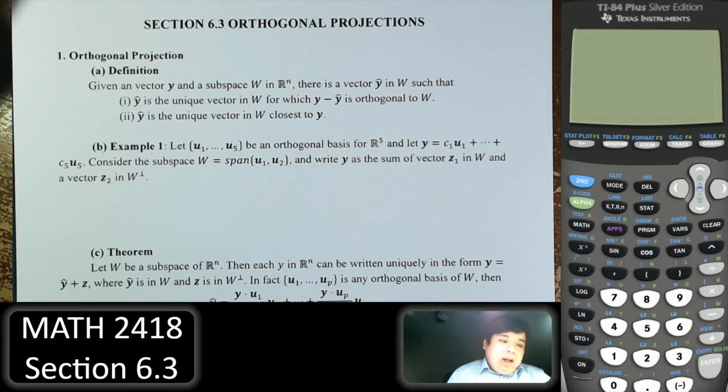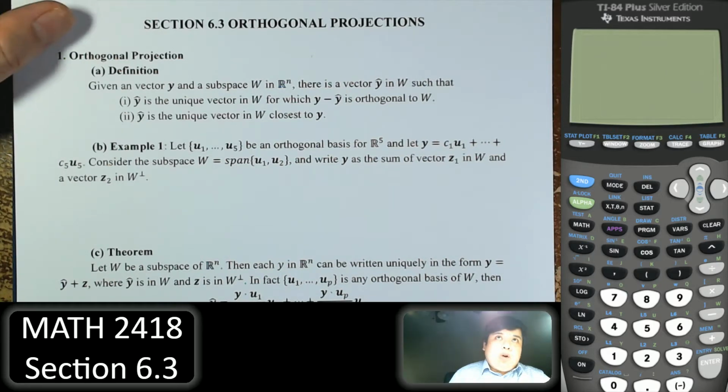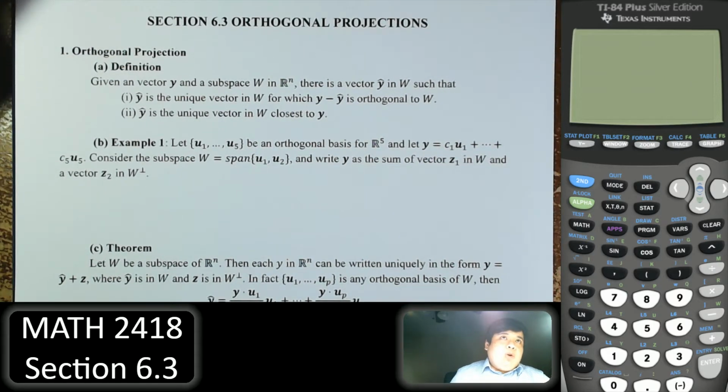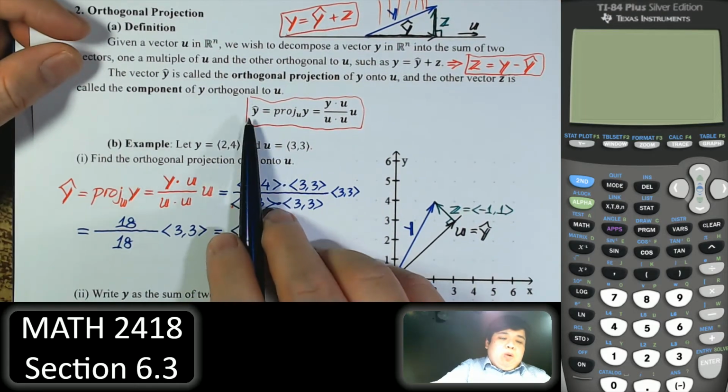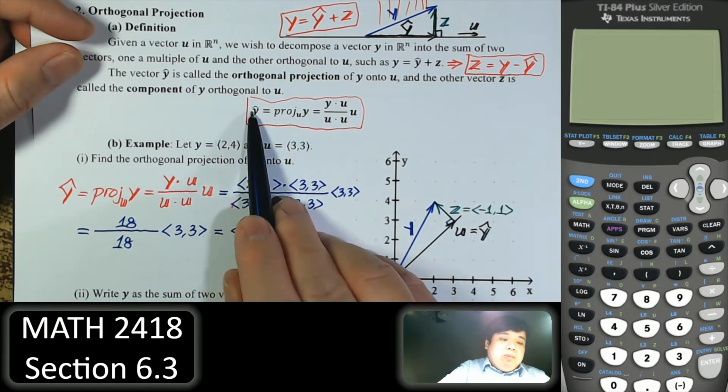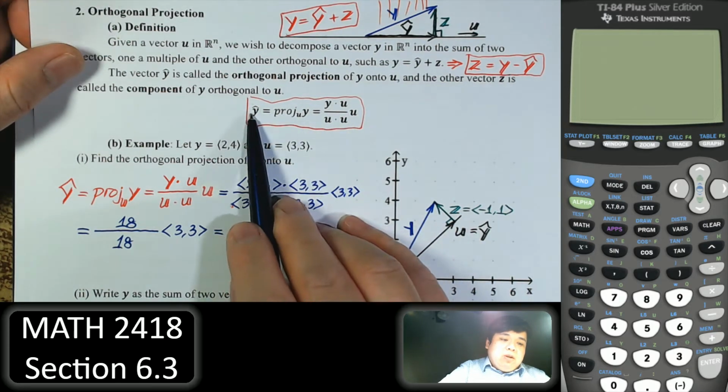Hi everybody, welcome to another video in linear algebra, section 6.3, orthogonal projection. We learned about orthogonal projection in the previous section. Orthogonal projection of y onto u is given by this formula and denoted y hat.